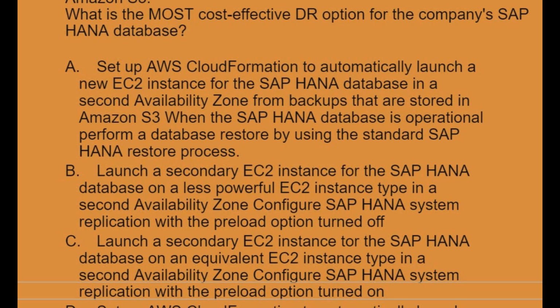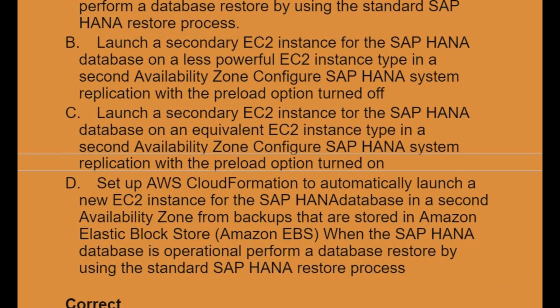Option B. Launch a secondary EC2 instance for the SAP HANA database on a less powerful EC2 instance type in a second availability zone. Configure SAP HANA system replication with the preload option turned off. Option C. Launch a secondary EC2 instance for the SAP HANA database on an equivalent EC2 instance type in a second availability zone. Configure SAP HANA system replication with the preload option turned on.